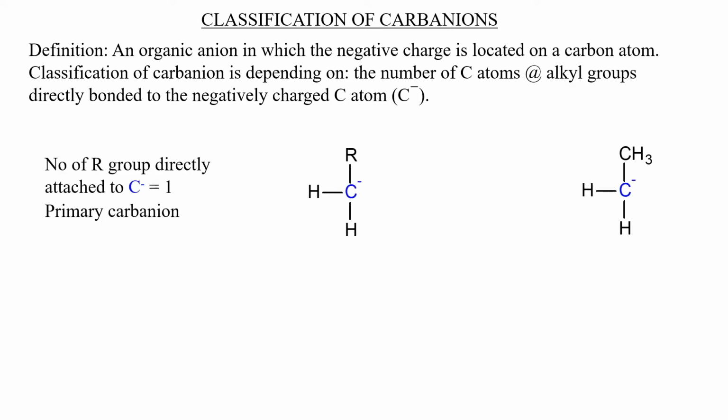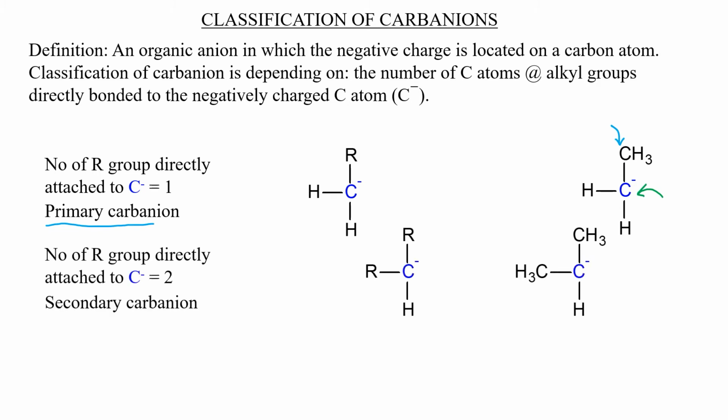So if we take a look at the first example, this is the carbanion. So there is one carbon or one alkyl group that is directly attached to the carbanion. So the first carbanion is classified as primary carbanion. The second example, we have two carbon atoms or two alkyl groups that are directly attached to the carbanion. Therefore, the second carbanion is classified as secondary carbanion.